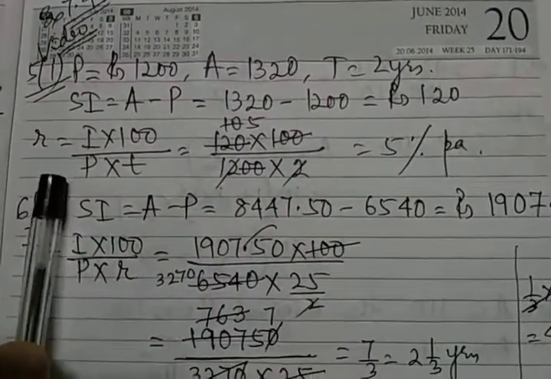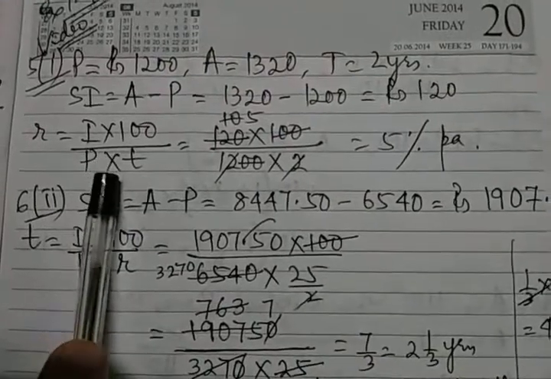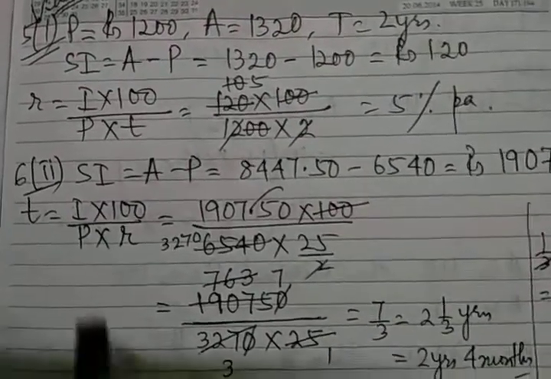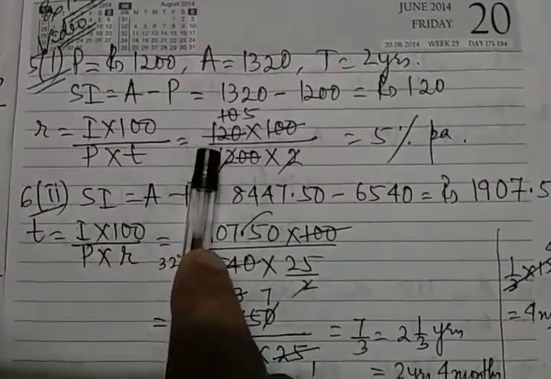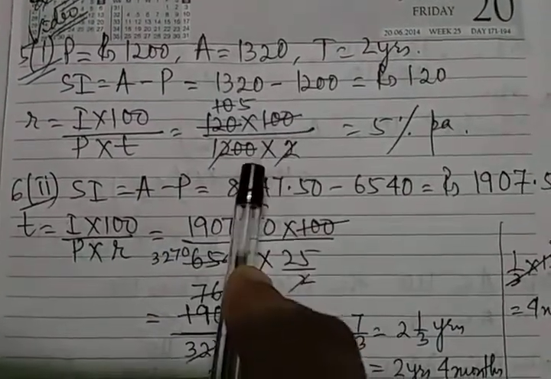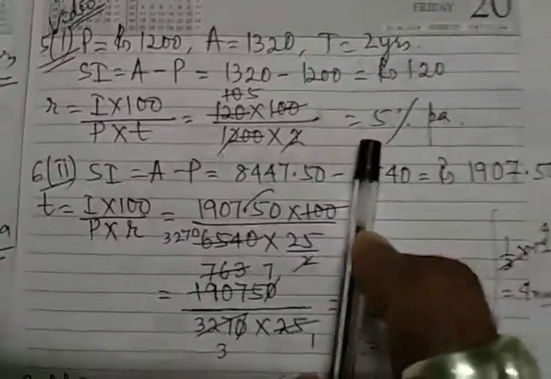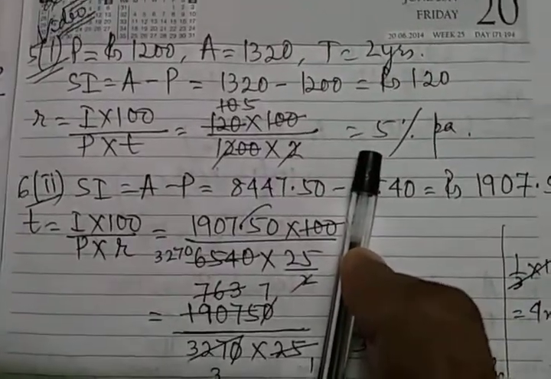Now make use of the rate formula. Rate is what? Simple, we know: interest into 100 divided by P into T. Put the values and then cancel the zeros. You get a simple value of 5% per annum.